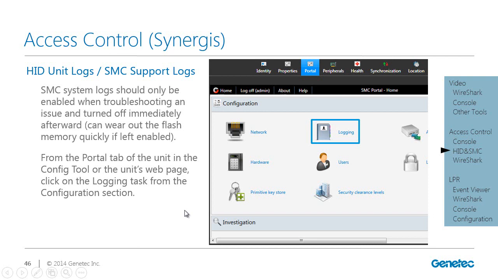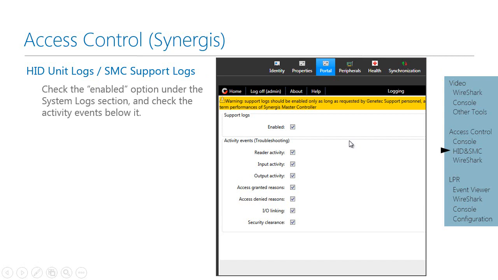So to turn the logs on, go to the Portal tab of the SMC unit. You can do that in the config tool, or you can connect to the unit's web page and click on the logging task from the configuration section here. From the logging section here, make sure that Enabled is checked on the top, and check the activity events below it. If you're troubleshooting an issue, it'd probably be best to have everything enabled.